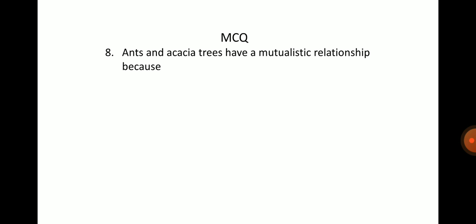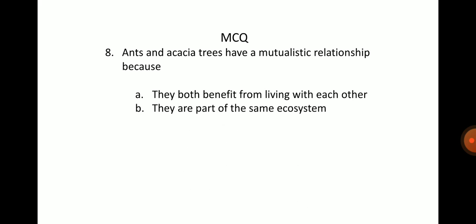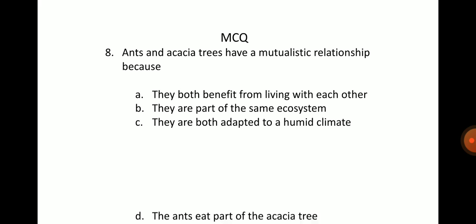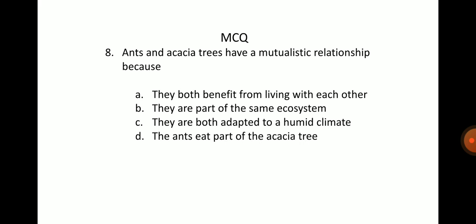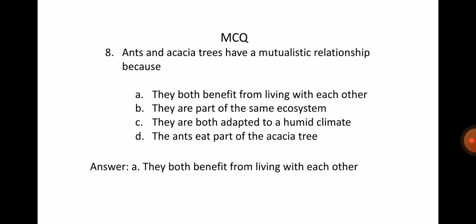Ants and acacia trees have a mutualistic relationship because, options are A, they both benefit from living with each other. B, they are part of the same ecosystem. C, they are both adapted to a humid climate. And D is the ants eat part of the acacia tree. So the answer is option A. They both benefit from living with each other.